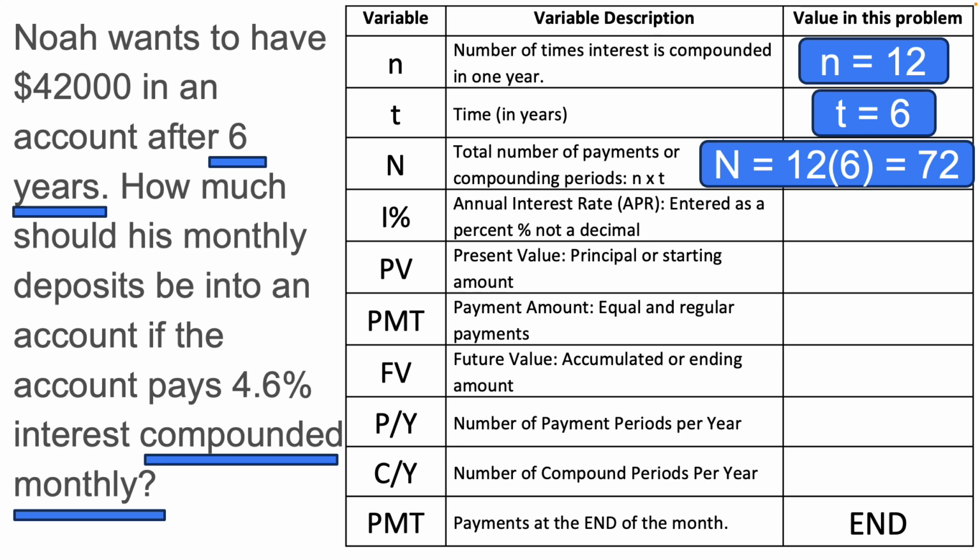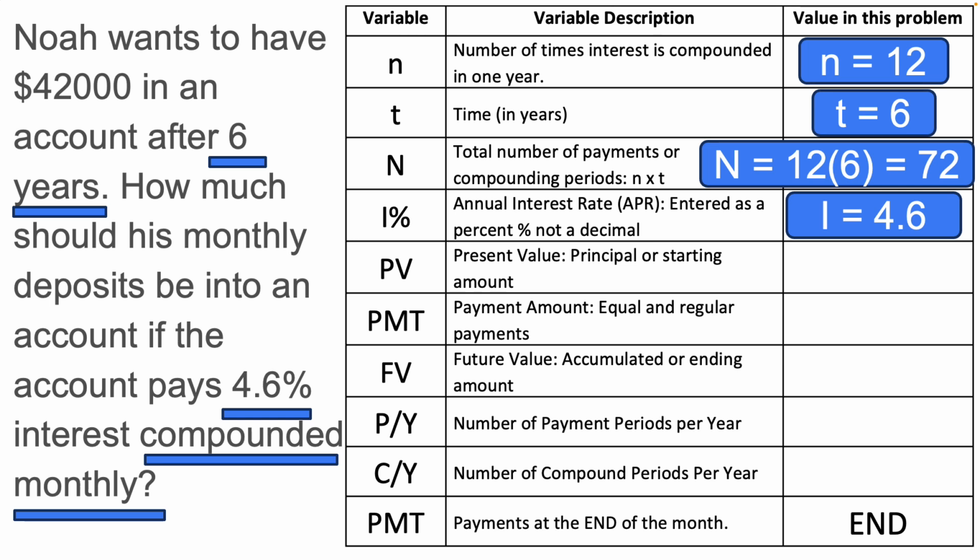Now let's find I, which is the annual interest rate, but we need to enter the interest rate as a percent and not a decimal. It says that this account pays 4.6% interest, so I is going to be 4.6.